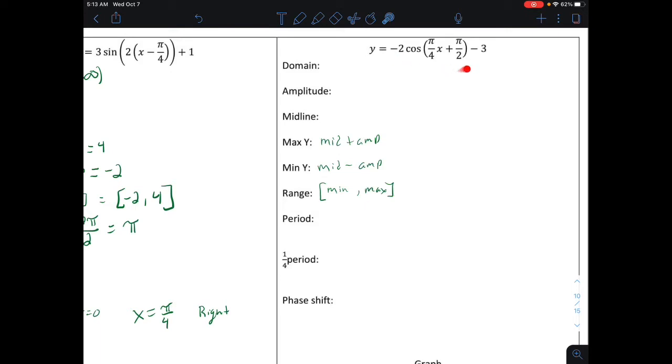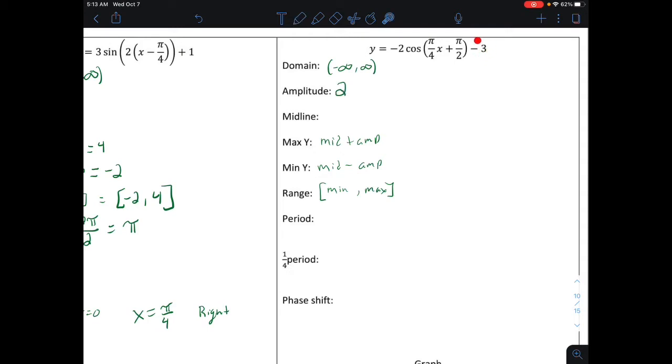The domain of any cosine wave is going to be the set of all real numbers. And then we're going to work to find our range. Well, to find our range, we need to find the amplitude and the midline. The amplitude, you look at the number that multiplies to the trig function. In this case, -2 multiplies to the trig function, but that's not my amplitude because my amplitude is always positive. So our amplitude here would be +2.